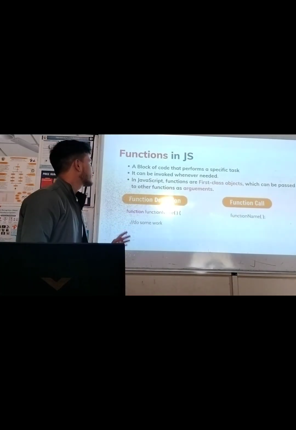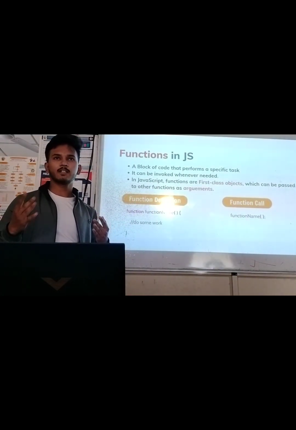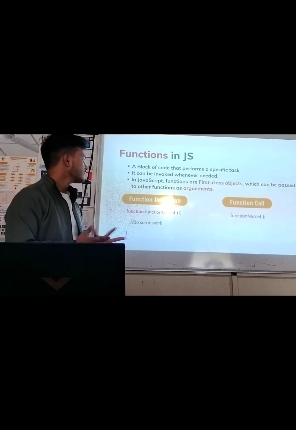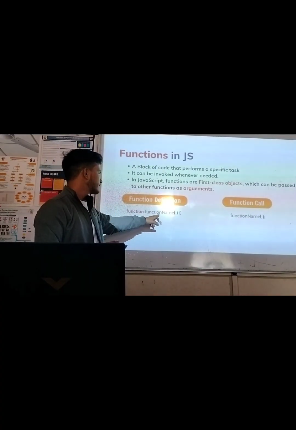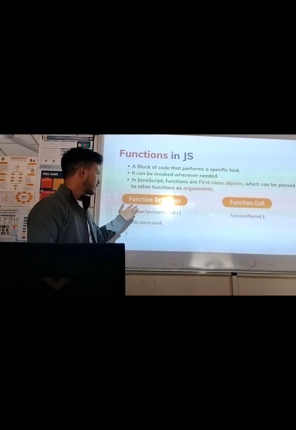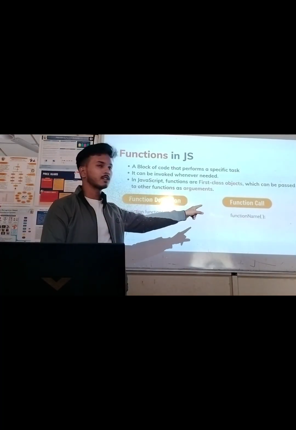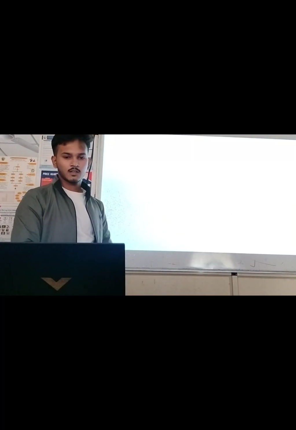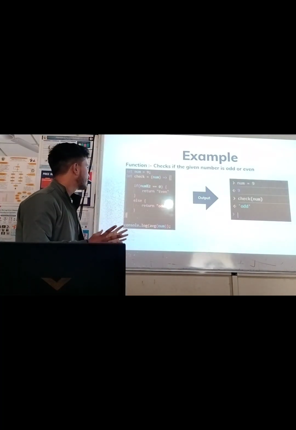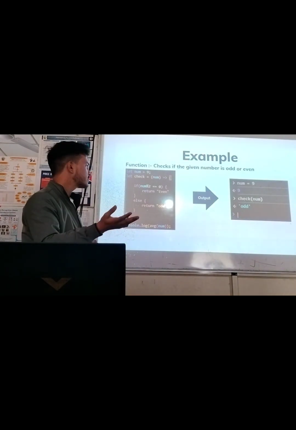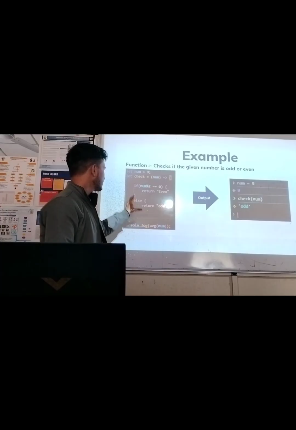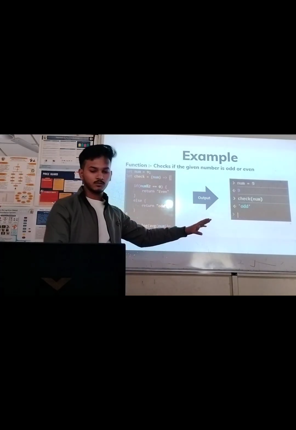Now functions in JavaScript. Functions are a block of code that perform a specific task. They can be used again and again. And this is the definition of a function. The function keyword is used to declare a function, then this is the function name, and some work is performed inside this function. And this is the syntax for function calling. This is an example of a basic function that takes a number as an argument and outputs whether it is even or odd. This is the code and this is the output.